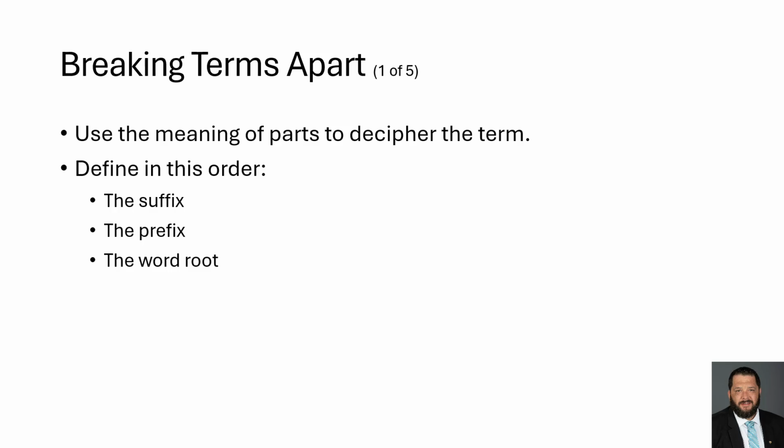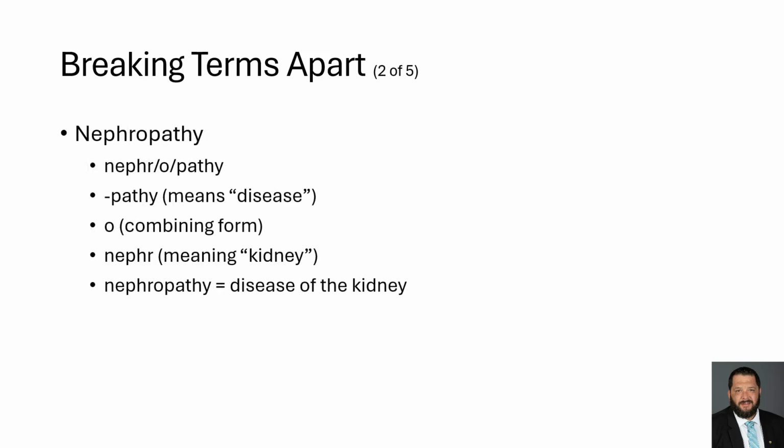So let's start by breaking some words apart. Remember that we talked about the suffix, the prefix, and the word root. And by this point, you should be able to define each of those. Remember that the suffix is at the ending of the word, the prefix is at the beginning of the word, and the word root defines the term that we're talking about, most commonly to describe a position or portion of the body itself. So let's break down some compound words here.